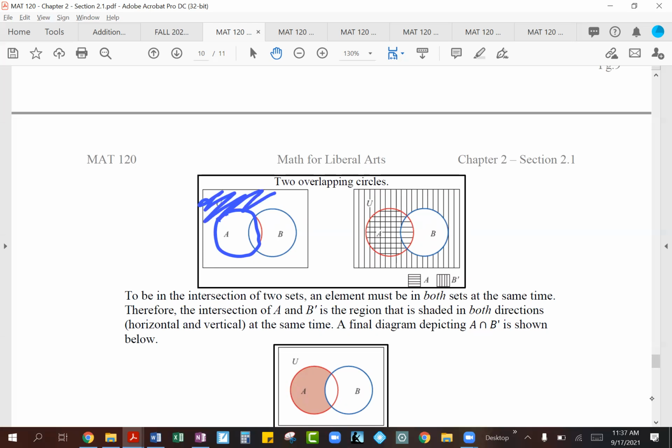Okay, so everything in the universal set would be everything that is outside of set B, just not inside the circle of B. And you can see they're showing you here by using the horizontal lines to show that we're shading set A, because that's the first part of our intersection. And then we're using the vertical lines to show the complement of set B.